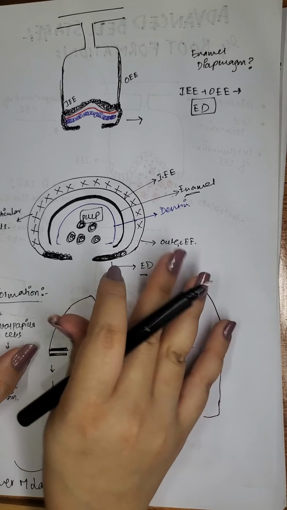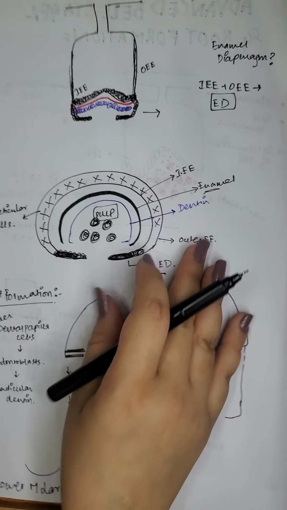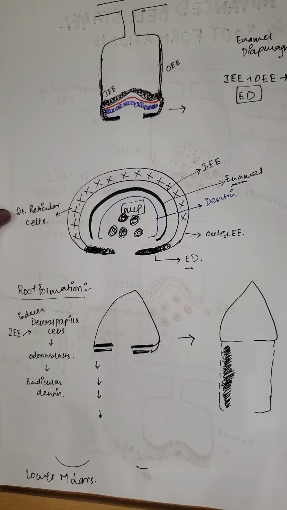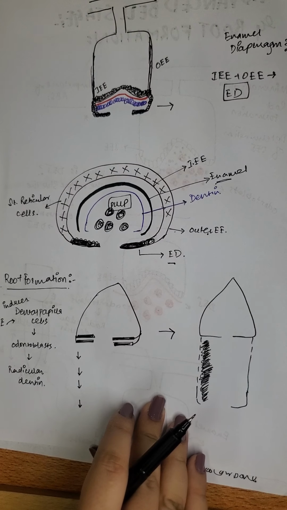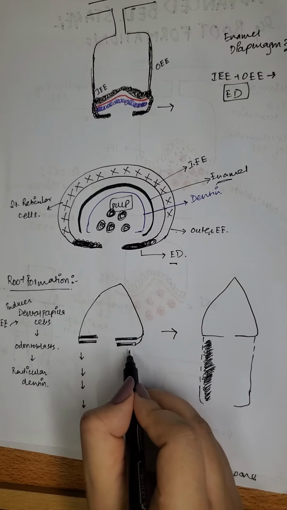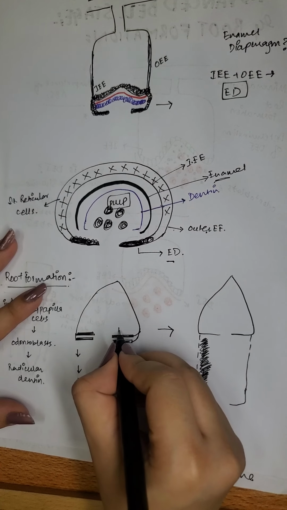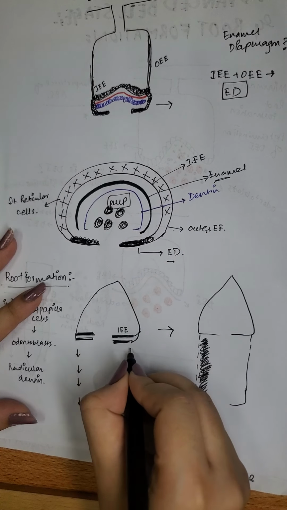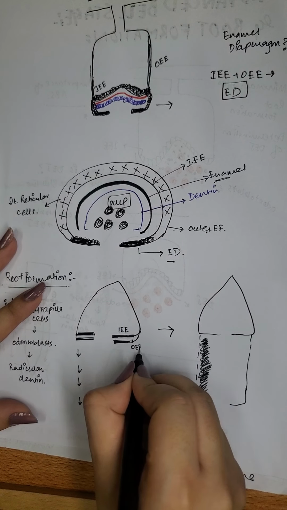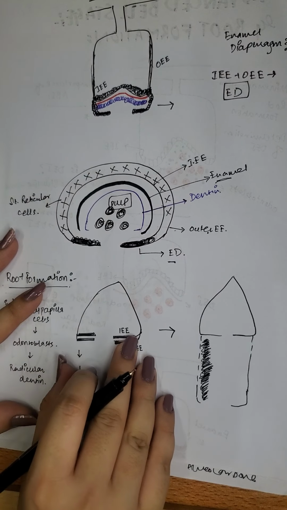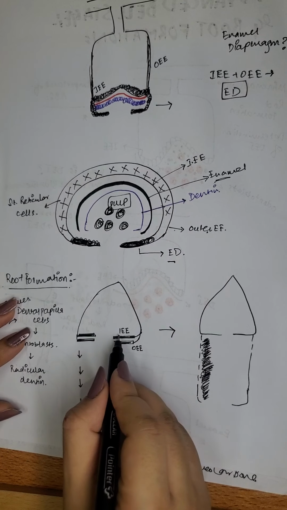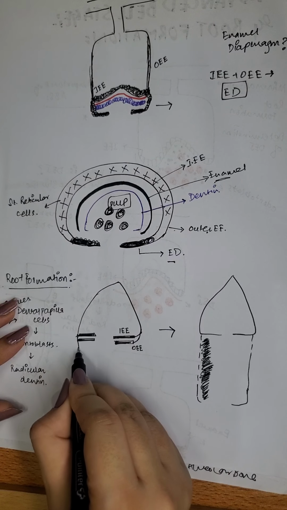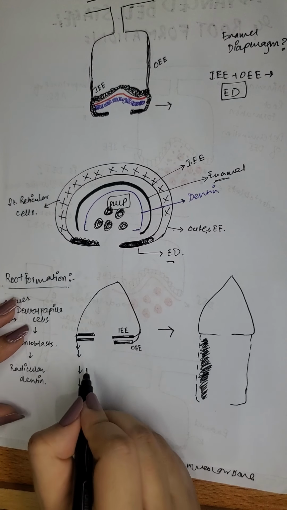So now the story begins here. The root formation begins here. How is the root formation going to take place? Suppose this is the enamel diaphragm. This was the inner enamel epithelial layer, and this was the outer enamel epithelial layer. Suppose we have overlapped these both layers. So what's happening: this inner enamel epithelial layer induces the formation of the radicular dentine.